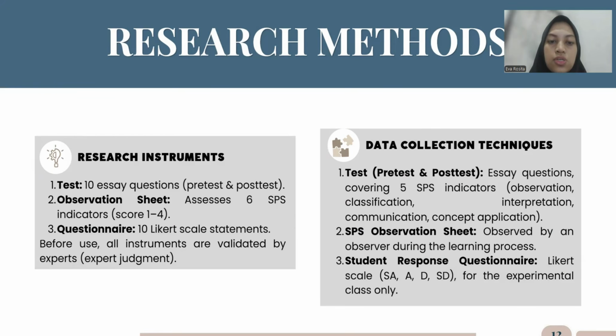I will use 3 research instruments. First is a test. I will give 10 essay questions for pre-test and post-test to measure SPS. Next are observation sheets to assess 6 SPS indicators during the practical work, and a questionnaire. There are 10 Likert scale statements to measure students' response, given only to the experimental class. Before use, all instruments will be validated through expert judgment.